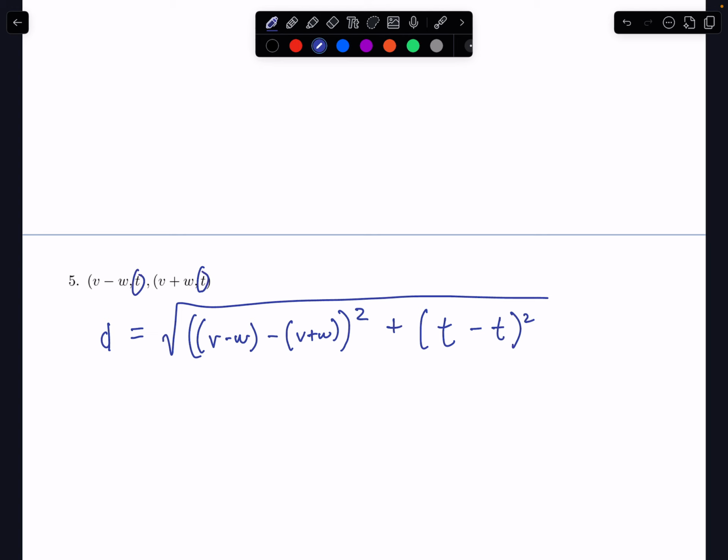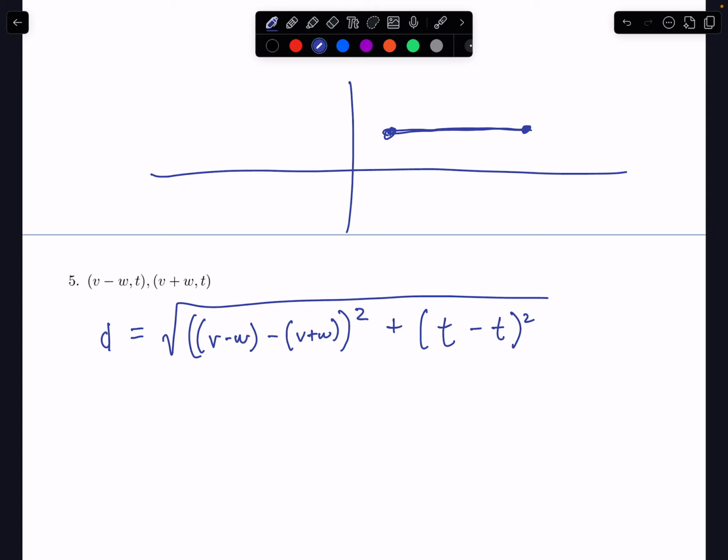If you think about this, if the second value is both t, just think with me visually for a second. That means your 2 points have the same t value. They're in a straight line, right? It's just going to be the difference between the x values. Okay, but let's continue on anyway. So this first one, check this out. You've got v minus v, right? That's going to be 0. And then you've got negative w minus w. So that is 0 as well. Wait, what? That means the distance between these two is going to end up being 0.